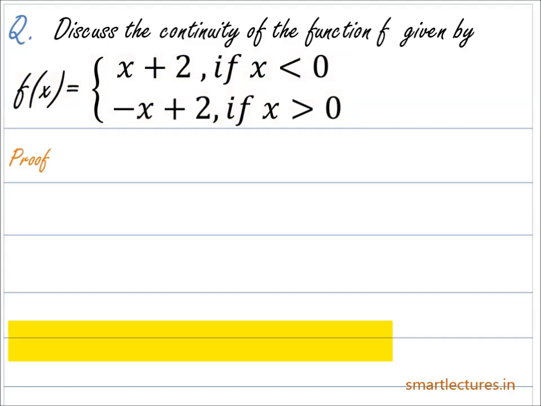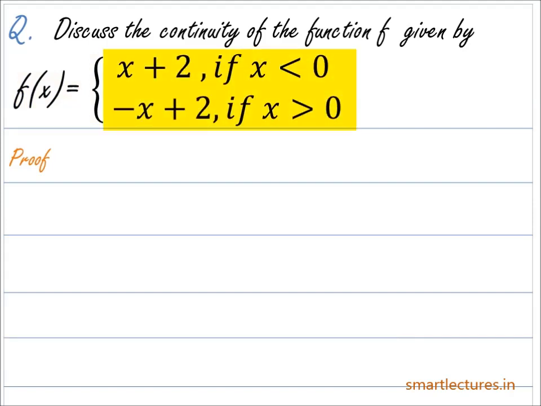Now if you look carefully at the definition of this function, it's clear that this function is defined for all values of x except at x equal to 0. So that means the domain of this function has got two regions. The first domain D1 is all values of x where x belongs to real numbers and x is less than 0, and the second domain is all values of x where x is greater than 0.